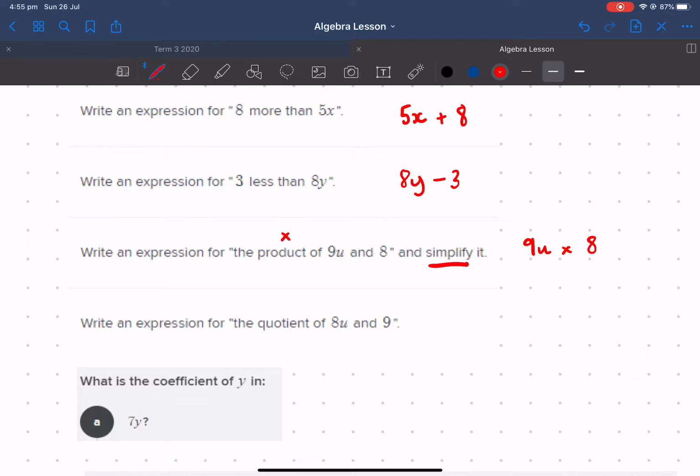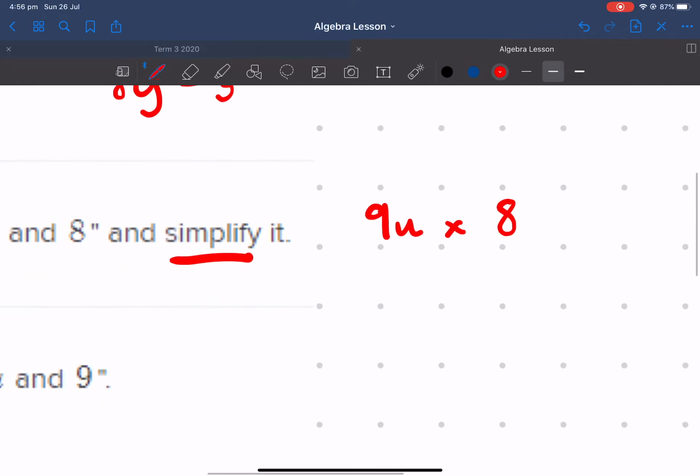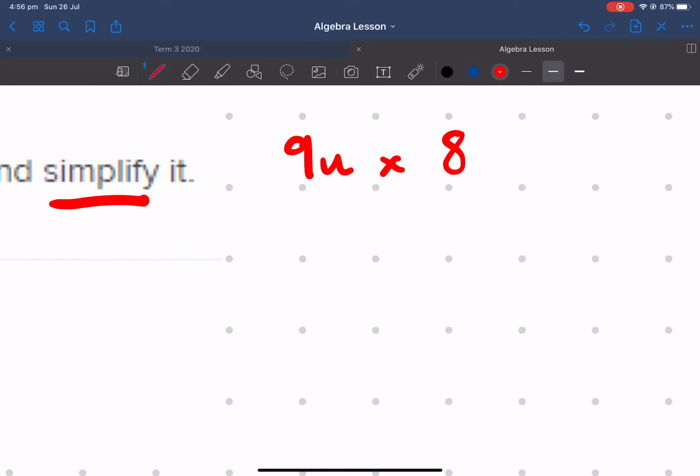But it's this simplify bit here that makes it a little bit harder. The maths is quite simple. You might just sometimes forget what we're meant to do. All I want you to do here is just pretend that that u doesn't exist. This is just 9 times 8. 9 times 8 being 72. And then any extra characters I have, my u, it could be an a, an x, a b, I'm just going to let them trail at the end there and just make sure you include them. We don't need to write any times symbols because by simplifying we get rid of those unnecessary symbols.